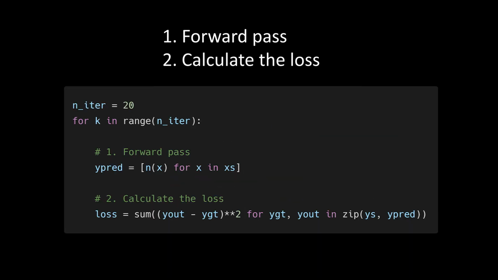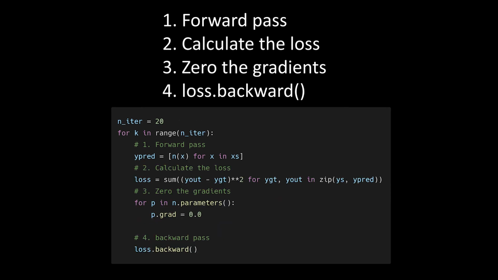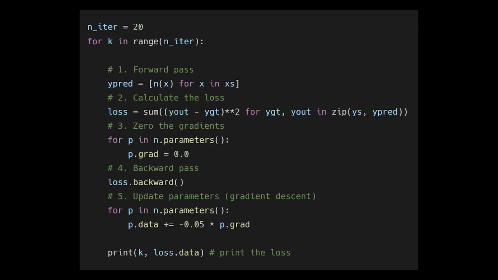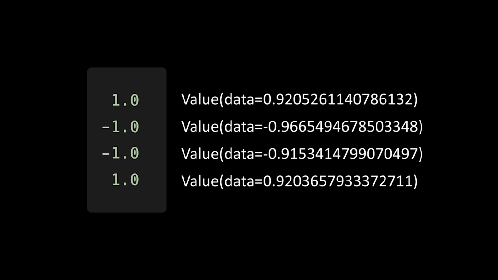So the training sequence is forward pass, calculate the loss, zero the gradients, because the new gradients will add to the old ones, and we don't want that. Backward pass, update parameters. Finally, after running, we get this. The loss is quite low after training, and here are all the final predictions. And that was the Micrograd speedrun.